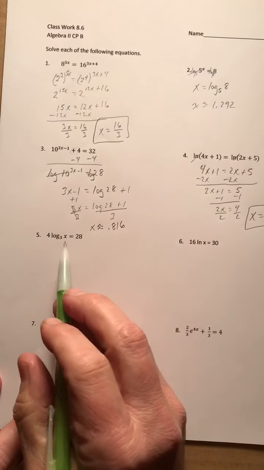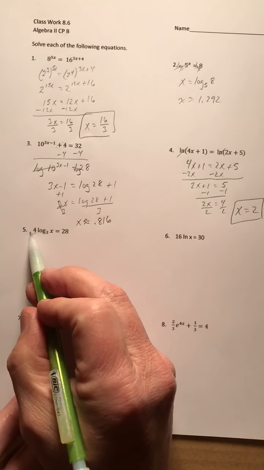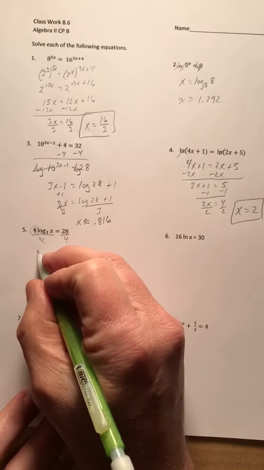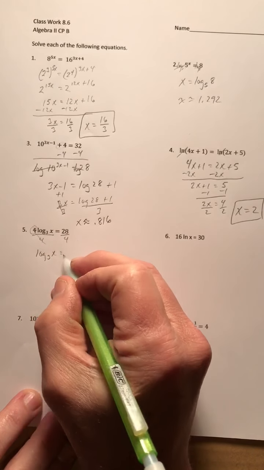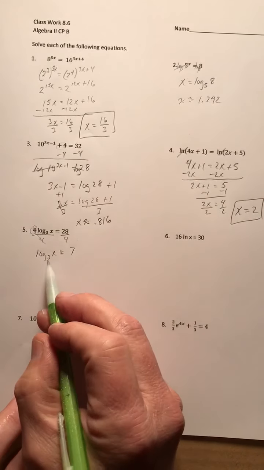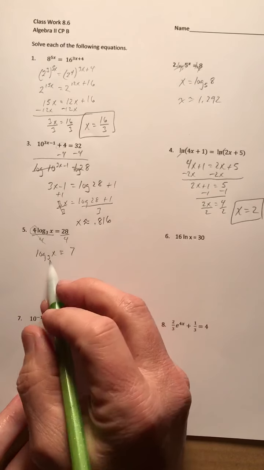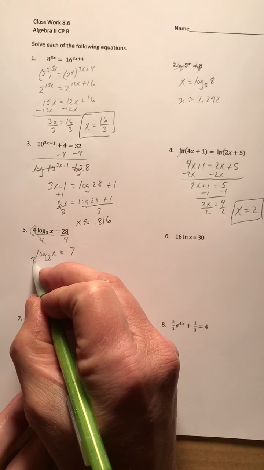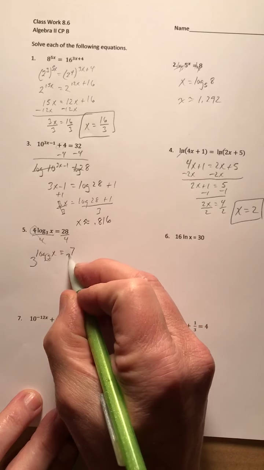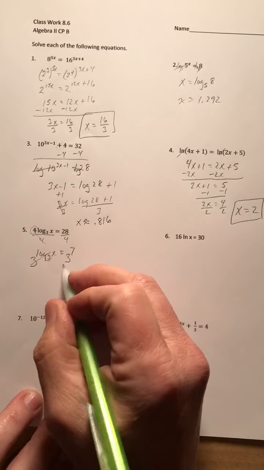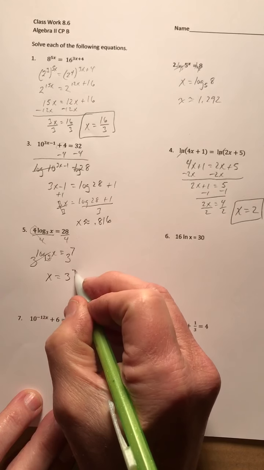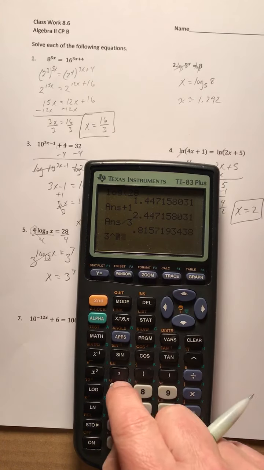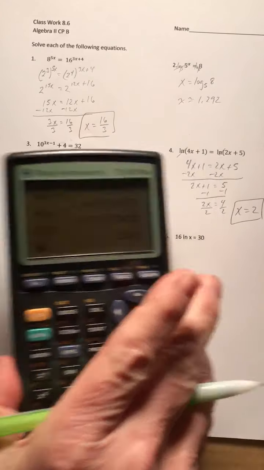All right, and then that takes us to number 5. First thing we got to get rid of is this 4. So I divide by 4. Divide by 4. They cancel out, and I get log 3 of x equals 7. Now we got to get rid of this log base 3. So this is where I use my exponentiation. So we got to change this into a power of 3. So we make that the exponent of a 3, and then we do the same thing to the other side. So now these cancel out, and we get x equals 3 to the 7th power, and 3 to the 7th power is 2,187.